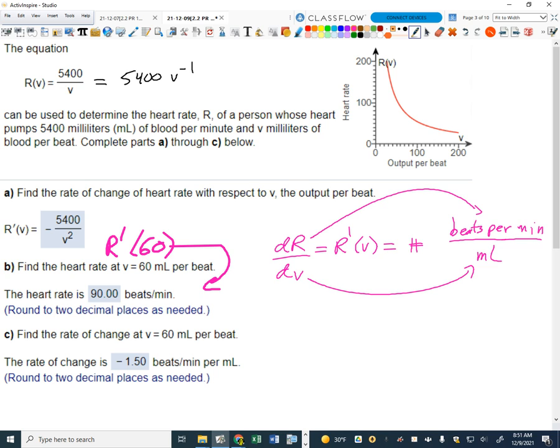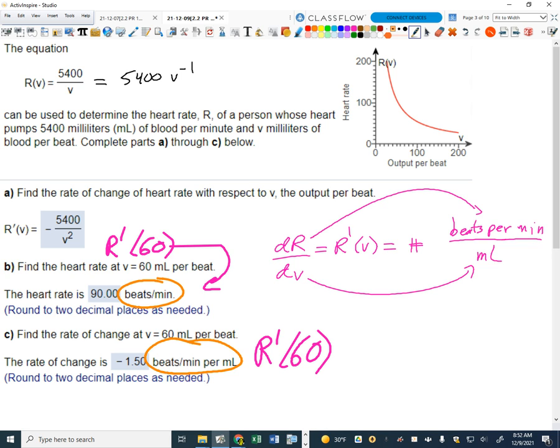Okay, so if we plug in 60, C is just going to be R prime of 60, and we get negative 1.5. Okay. Now, what would the units be? So the units end up being here beats per minute. Oh, sorry, I did that backwards. Whoops, this isn't R prime of 60, is it? Everybody agree? I read that wrong.